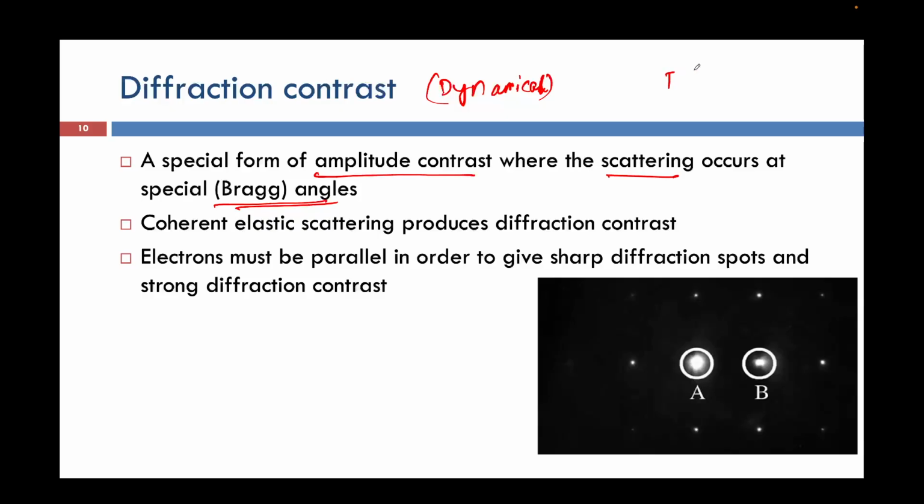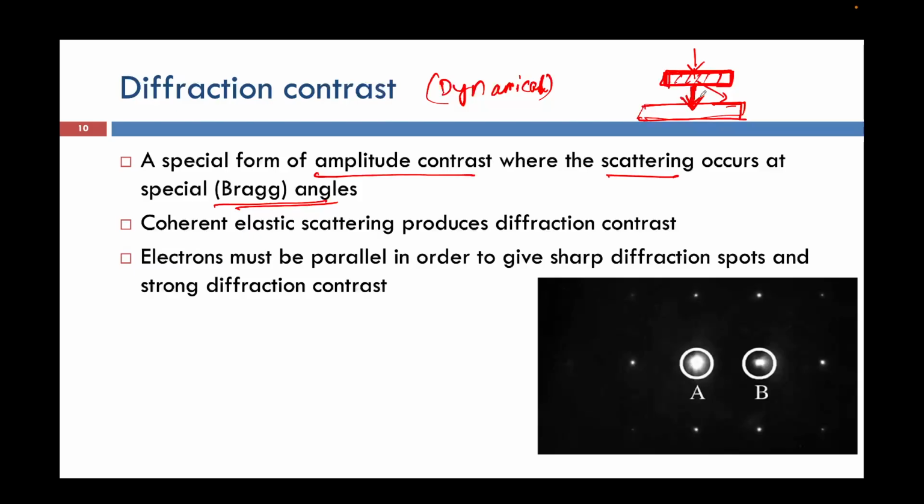Let's say this is my sample, the electron is coming, and some of the planes are oriented at a Bragg angle. This is my detector, right? So what will happen? Instead of all the electrons coming directly, some of the electrons get diffracted. Though I have imaged my entire sample, this is my total sample, in the image plane what will I get? Let's say I am collecting the diffracted beam right now.